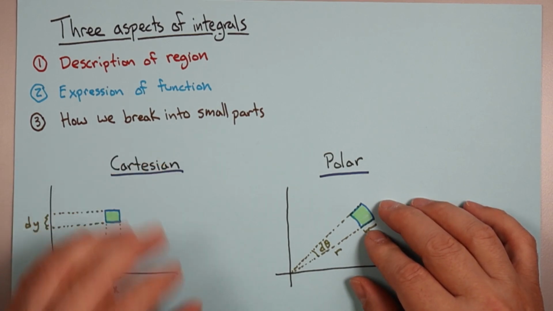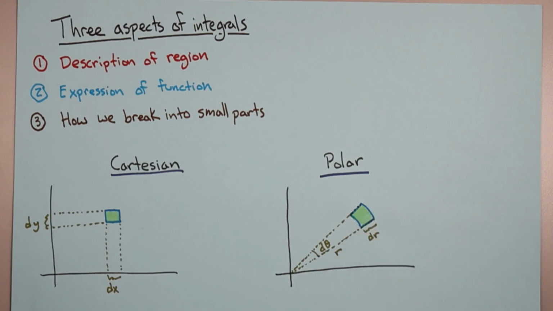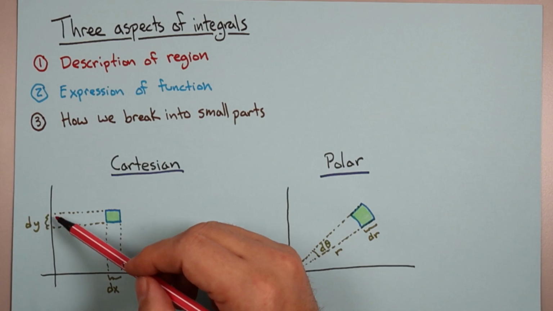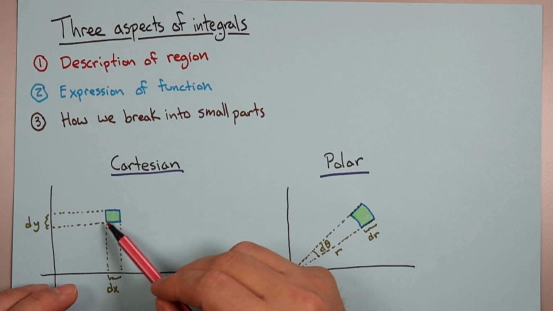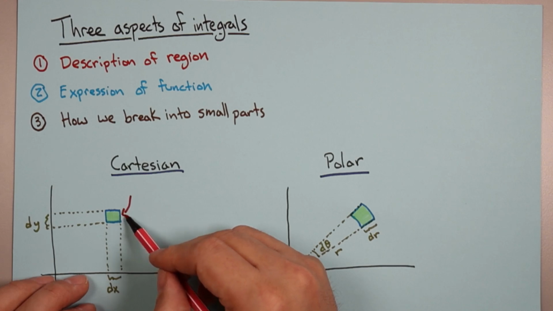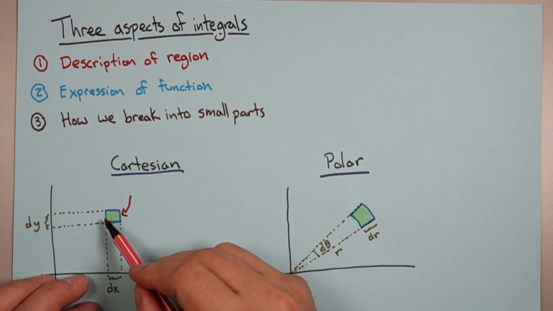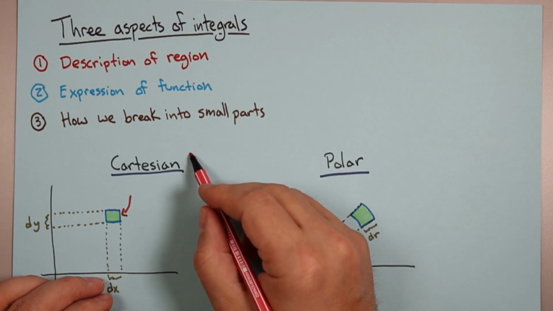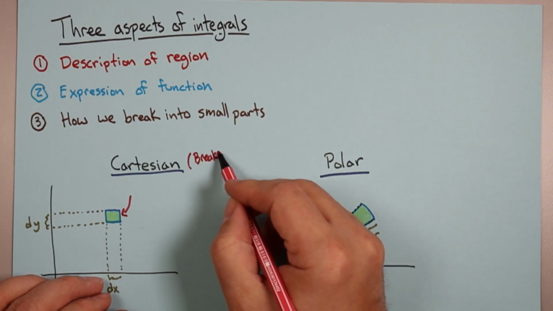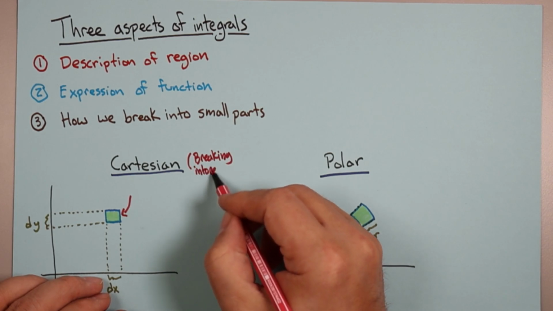So in Cartesian coordinates, when we think about breaking things into small parts, we say, well, our coordinate system involves x and y. So when we're perturbing our variables, we're saying, well, there's a little change in x, dx, and there's a little change in y, dy. And if we do that small perturbation, we get a little tiny rectangle. And we say, all right, now that's how we're breaking things up. So we're breaking things up by rectangles. So Cartesian, we're breaking up into rectangles. We'll make some notes here. Breaking into rectangles. All right.